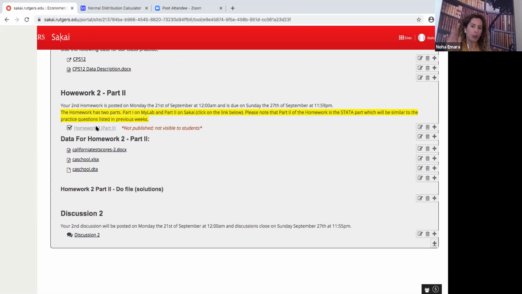So you have kind of 3 things to do when it comes to part 2. You have to submit the multiple choice questions when you click on this link, and you have to submit the do file, and you have to submit the log file.